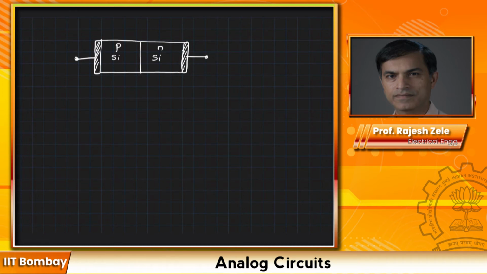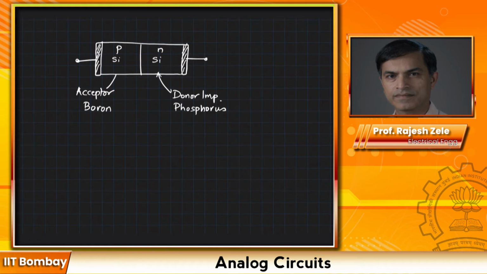Okay. As I said again, this has acceptor impurities and this has donor impurities. So acceptor is boron and this is phosphorus. There are two types of actions which are happening in the semiconductors. The first one I would like to explain to you is called, let's take an example.